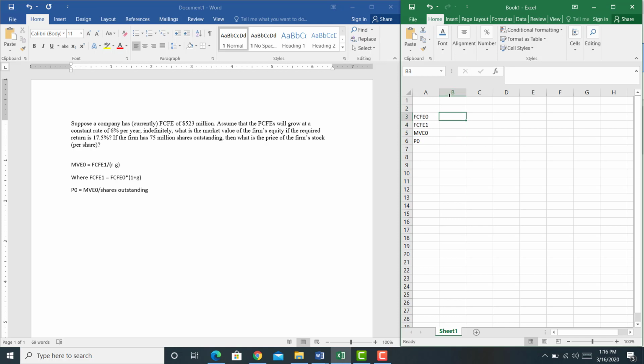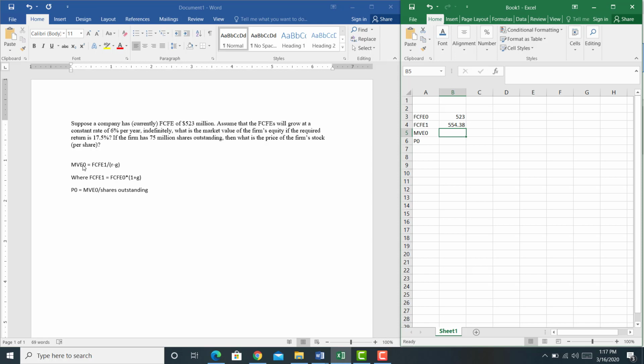Okay. I know that free cash flow to equity holders in year 0 is $523 million. I also know that free cash flow to equity holders in year 1 is going to be 6% higher than $523 million. So what I do is I say equals 523 times 1.06. I'm just working this formula here: free cash flow in the next period is equal to the free cash flow in the current period times 1 plus g. And that gives me free cash flow to equity holders in year 1 of 554.38.